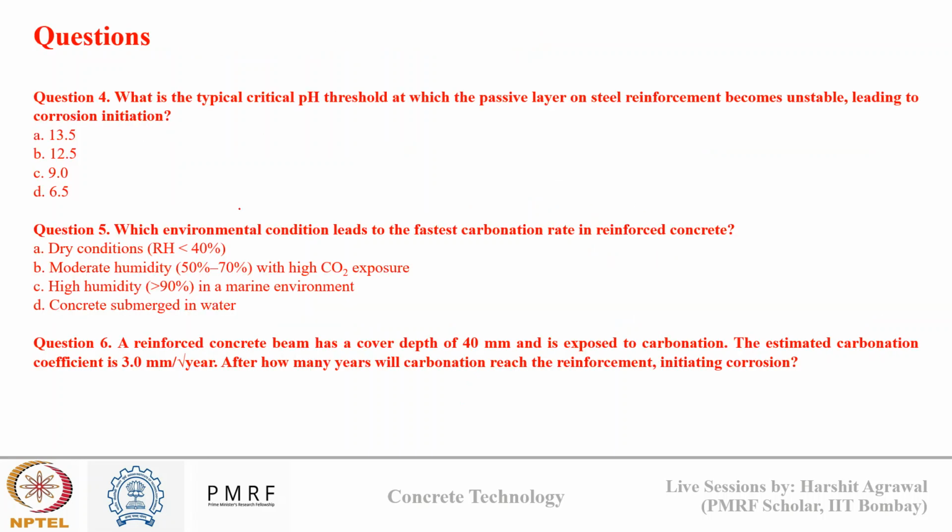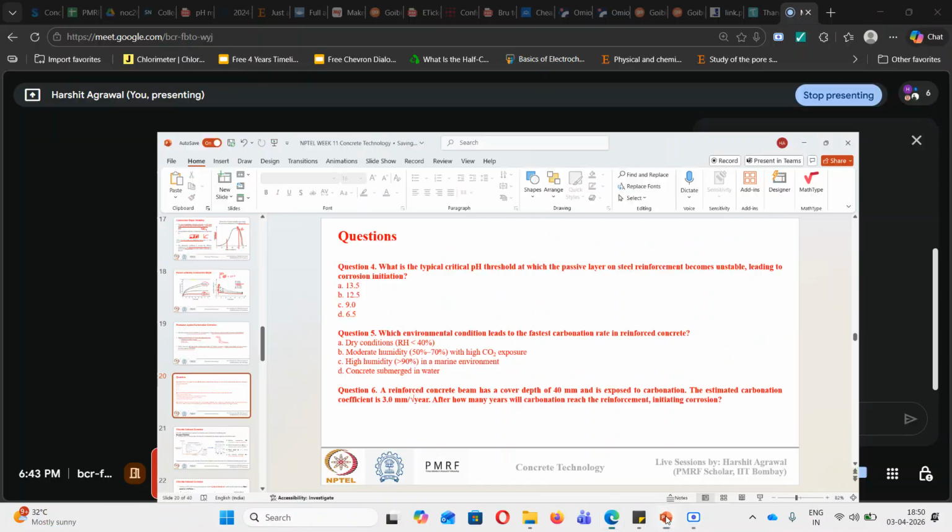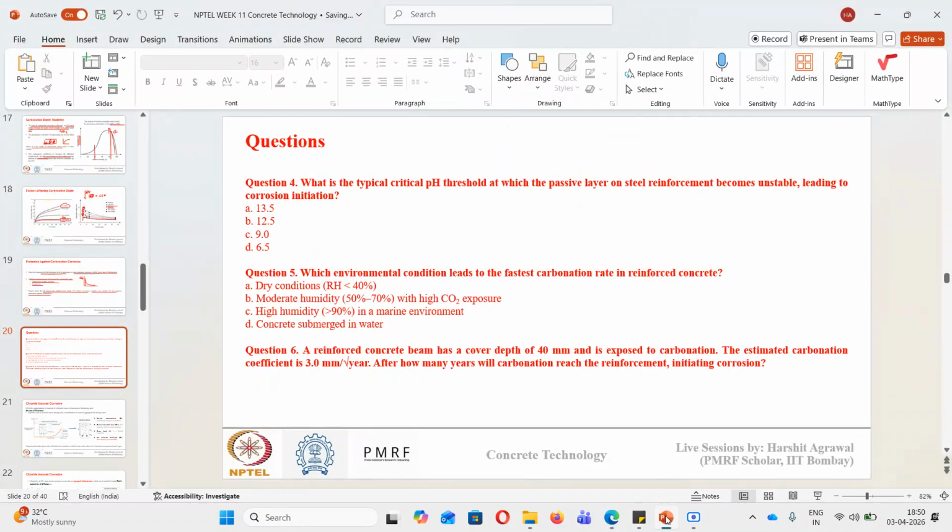Now, from your understanding about carbonation corrosion, just try to answer these three questions. In the meantime, if you have any doubt regarding carbonation, you can ask. So, what will be the answer for question number 4? What is the typical critical pH threshold at which the passive layer of steel reinforcement becomes unstable? Can anyone tell me?